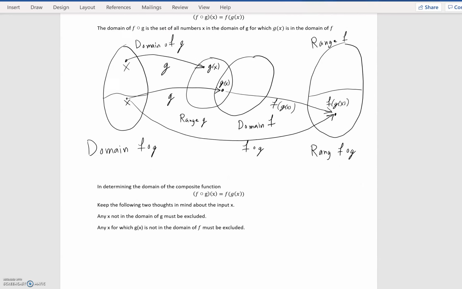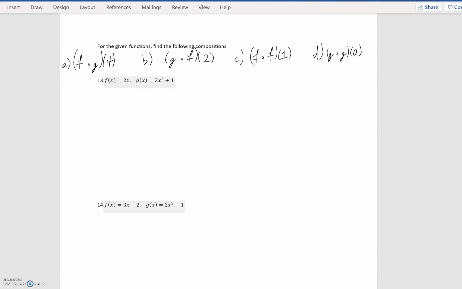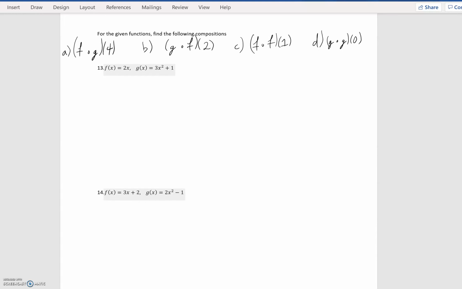So we've got two examples here. I'm going to do one of these examples. The other example I will do in class. For the given functions, we need to find the following compositions. Let's start with part A. f composed with g of 4.